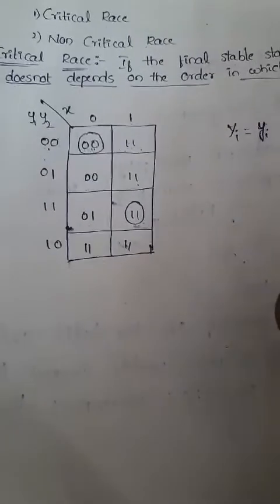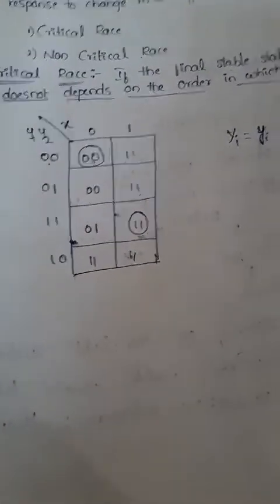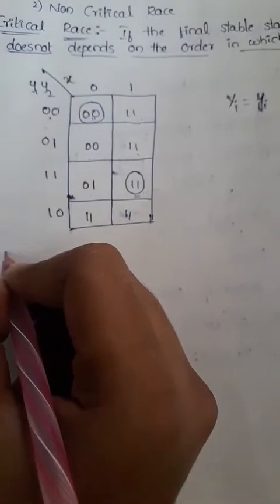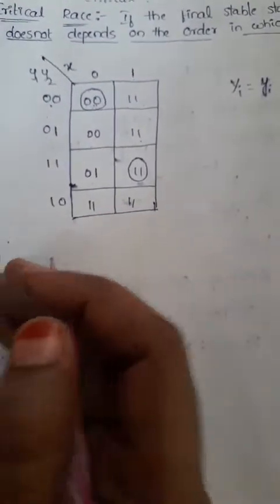So maybe it changes the first value, maybe y2, or maybe it changes the first value, maybe y1, or maybe two values can change. So what is the race condition? Okay, we need to check it in that. So the first one is that condition may be possible as y1 may have greater delay when compared to y2.